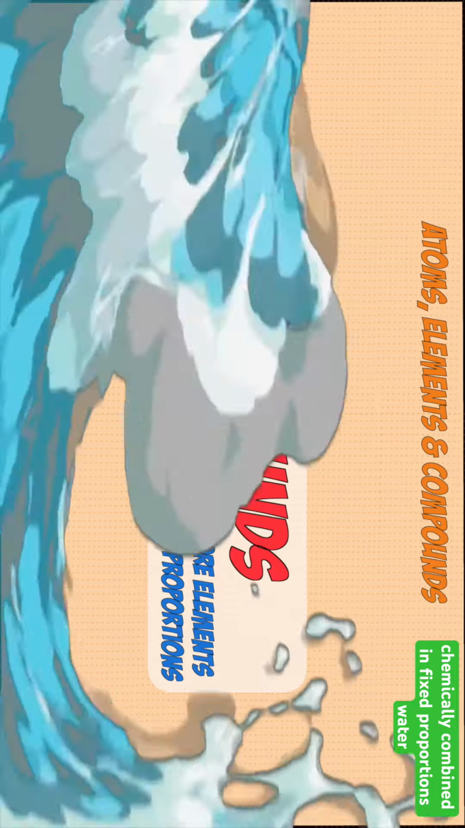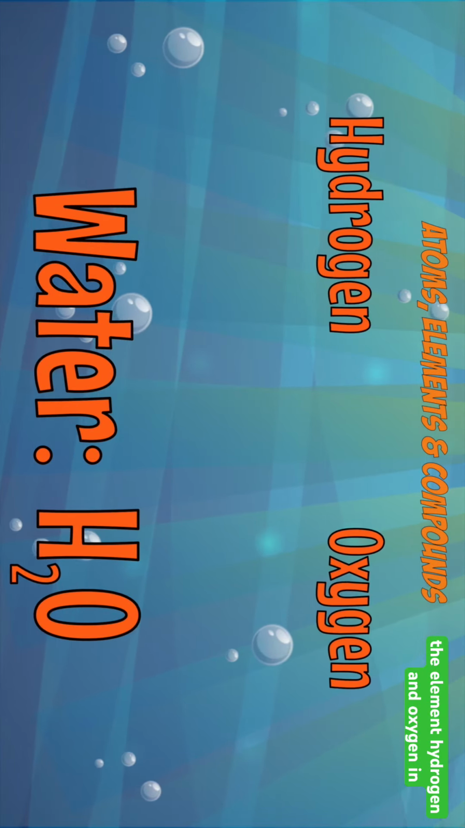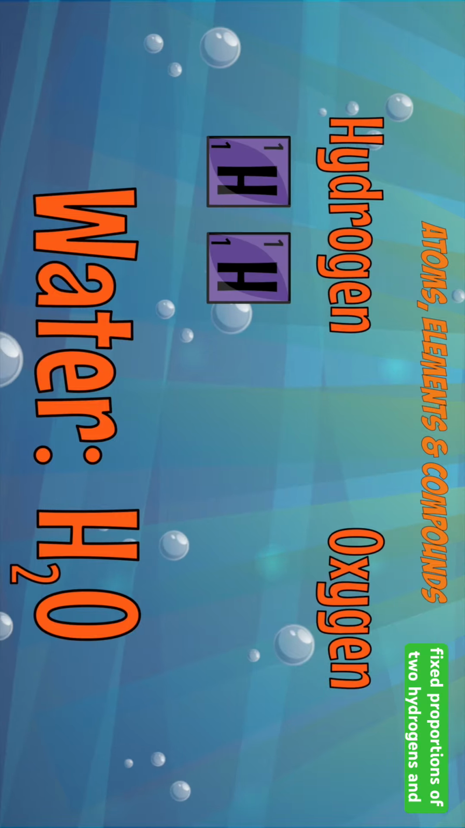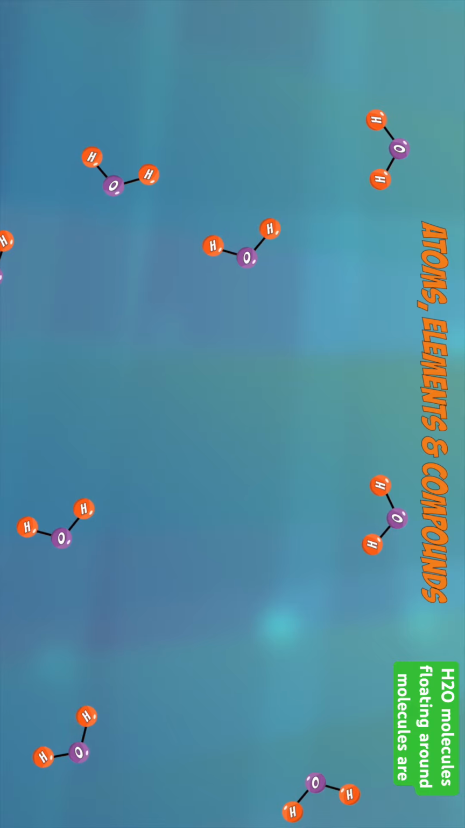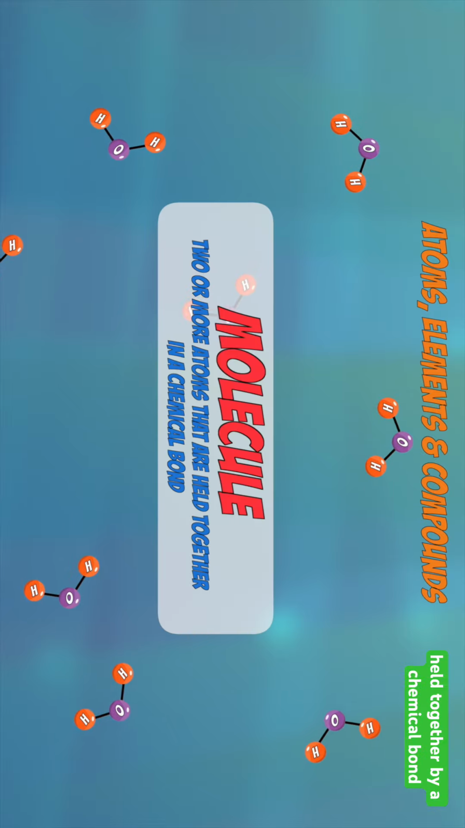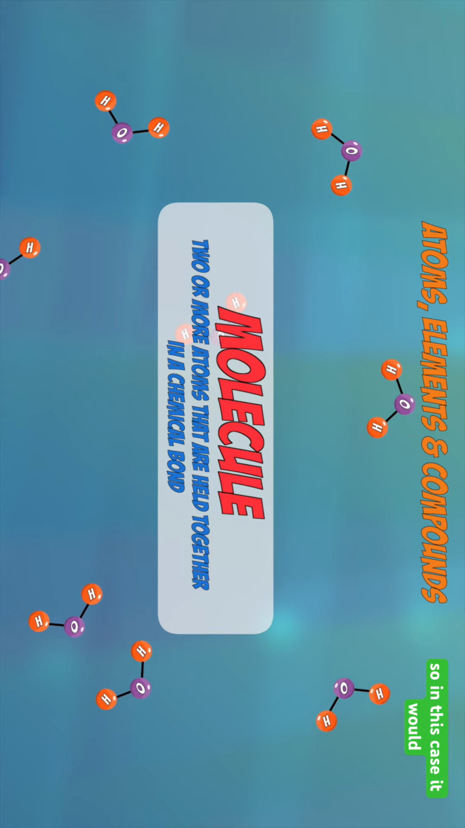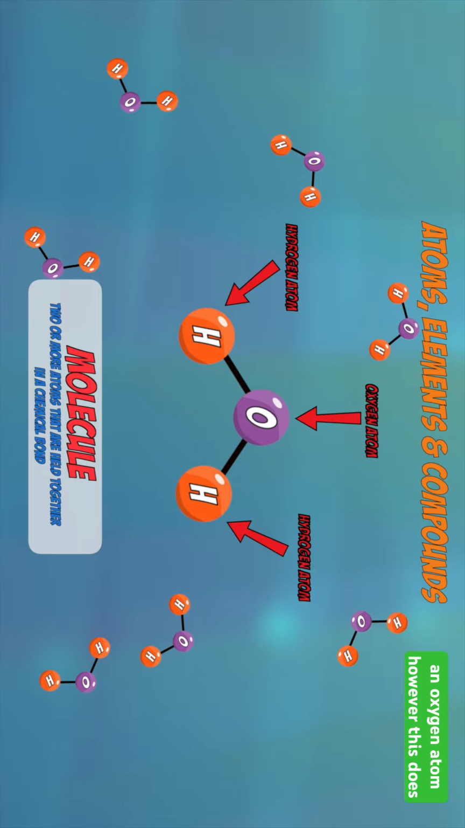Compounds, on the other hand, contain two or more elements that are chemically combined in fixed proportions. Water, for example, is made out of the elements hydrogen and oxygen in fixed proportions of 2 hydrogens and 1 oxygen. If you were to zoom into water, you would find H2O molecules floating around. Molecules are 2 or more atoms that are held together by a chemical bond. So in this case, it would be 2 hydrogen atoms bonded to an oxygen atom.